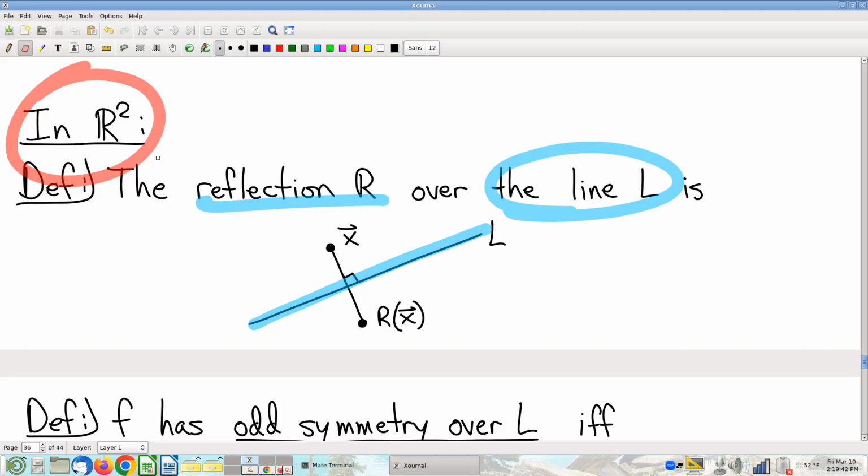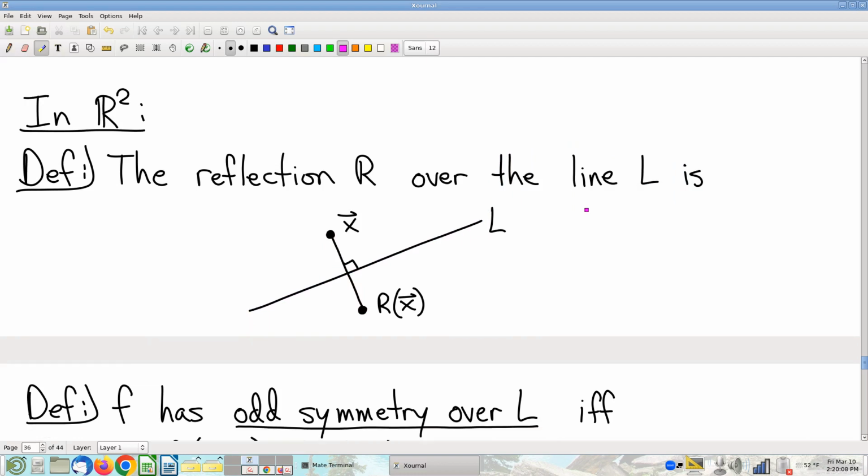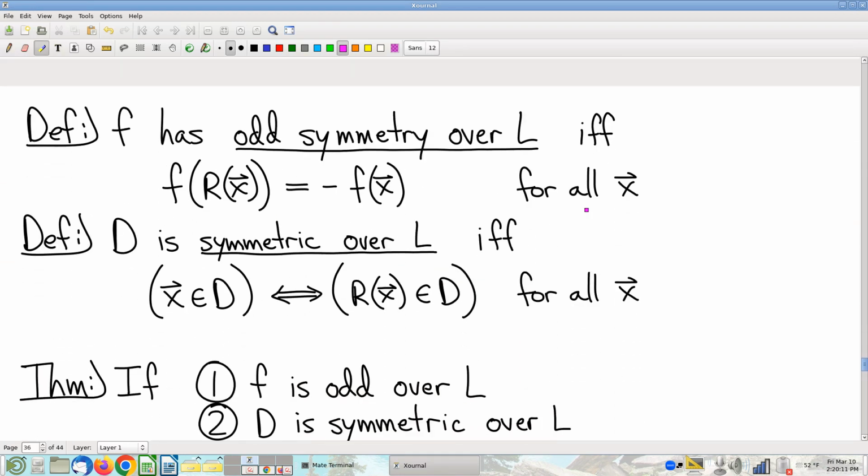And the reflection is exactly what you think it is. Given a point, the reflection is the point on the other side of the line such that that line segment is perpendicularly bisected by the original line L. Just like in the picture. Is that cool? Everybody buy this as a reflection? All right. Okay. So with this idea of a reflection noted, we can talk about odd symmetry. Odd symmetry, just like in single variable, means that if you reflect the input, you get a minus sign on the output.